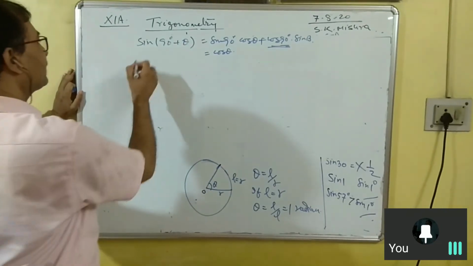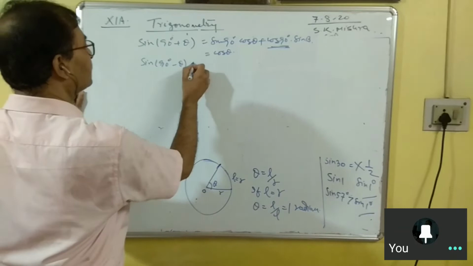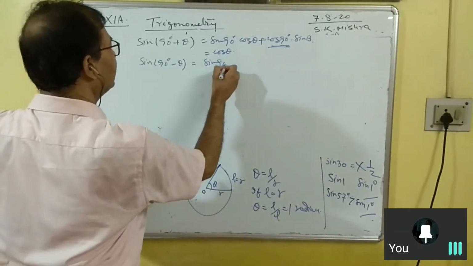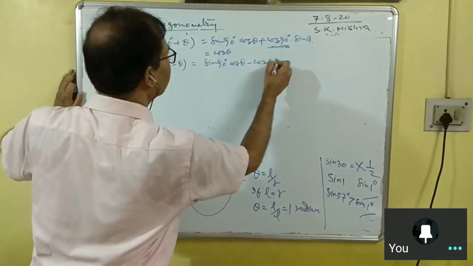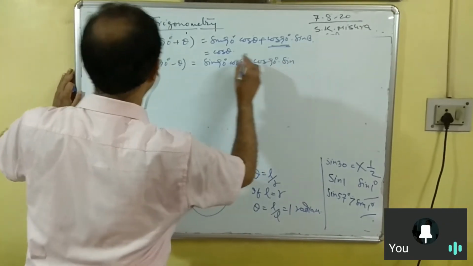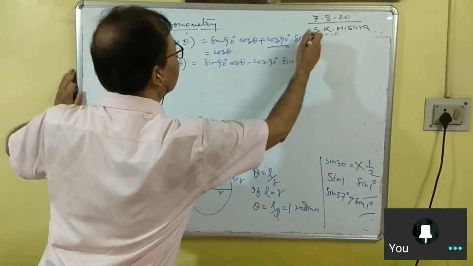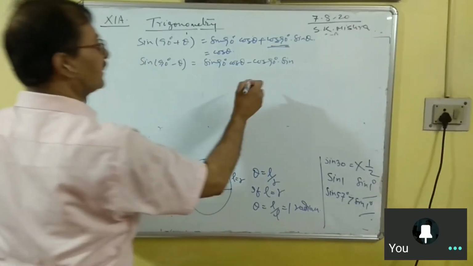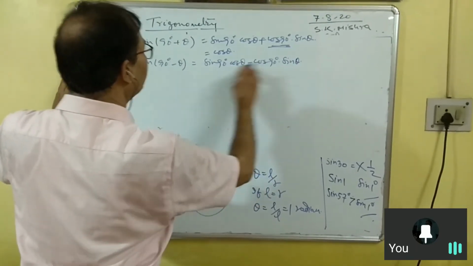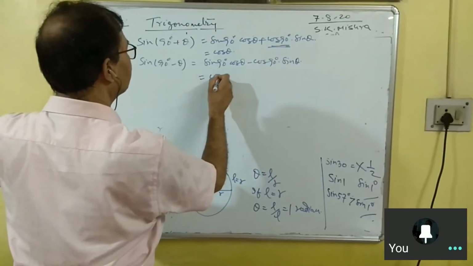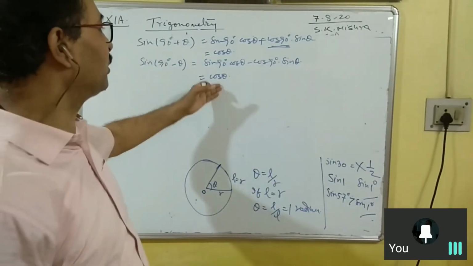In a similar way, you can write sin A minus B, that is 90 degree minus theta. Then it's sin 90 cos theta minus cos 90 sin theta. Here it is theta. Then cos 90 sin theta, so this part is again 0. This is cos theta only. So whether it is sin 90 plus theta or sin 90 minus theta, in both cases you are getting cos theta.